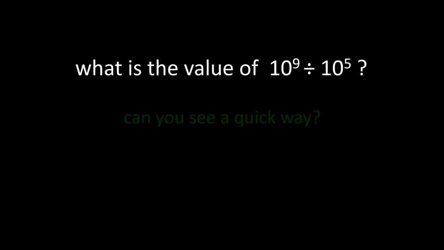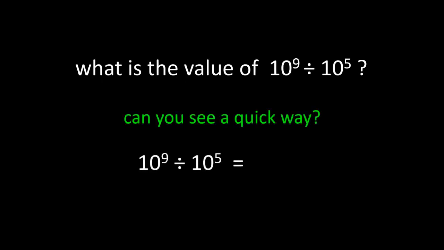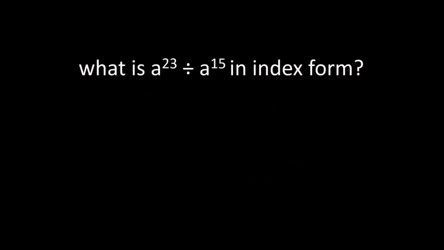What about that one then? 10 to the power 9 divided by 10 to the power 5. Well, the 10s are the same, so it's going to be 10 to the power of 9 minus 5 is 4. Job done. Okay, let's try and confuse it a bit with letters. We got the same letter, so that's okay. We can use our rule. And the rule is we just subtract the indices. So 23 minus 15, a to the power of 8.